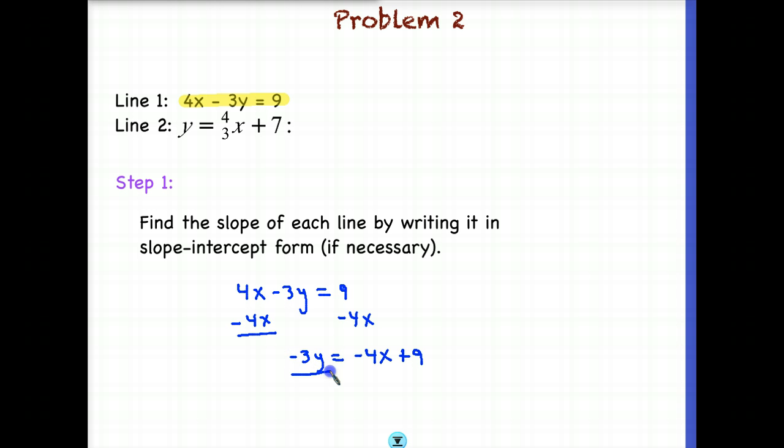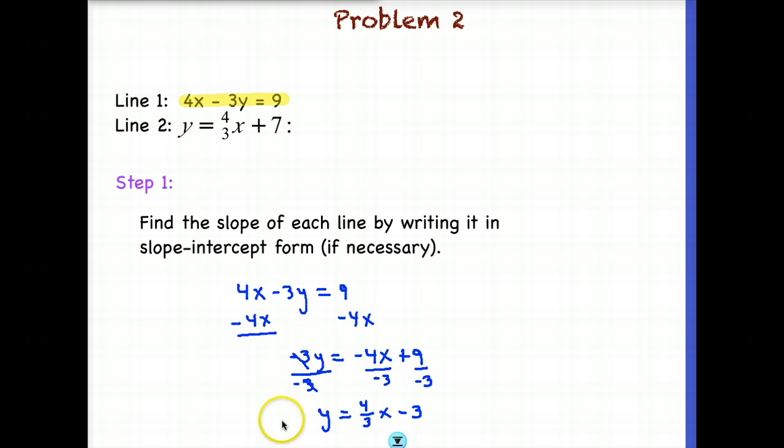Finally, my last step, I need to move the negative 3 over. I need to solve for y, so I'm going to divide every term by negative 3. Negative 3 divided by negative 3 is just 1, or 1y. Negative 4 divided by a negative 3 gives me just a positive 4 over 3. And 9 divided by negative 3 gives me negative 3.